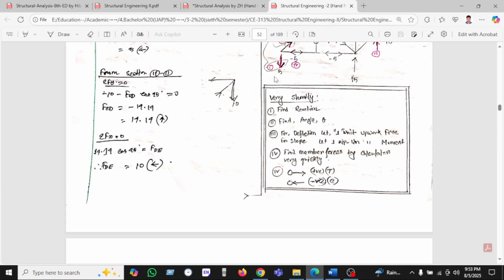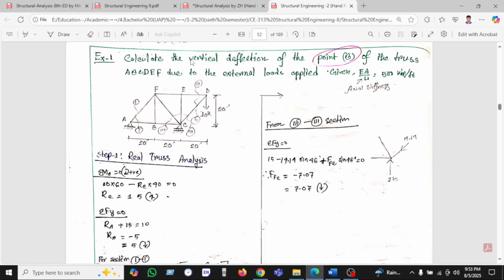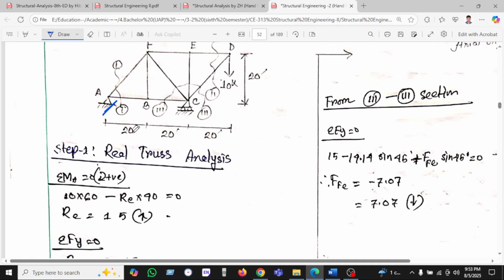I want to show another calculation here: calculating the virtual deflection at point B. This is the point B of the truss, with the external load applied and the given EI and L. So the real truss is given here. If we calculate here, we take the moment here as 1. So what will happen? Let's see.